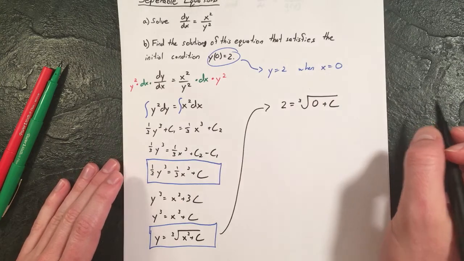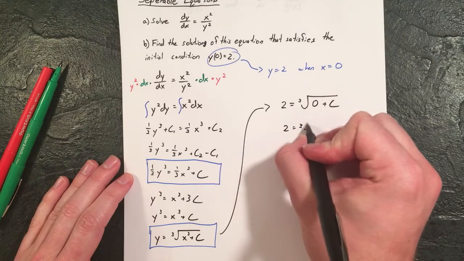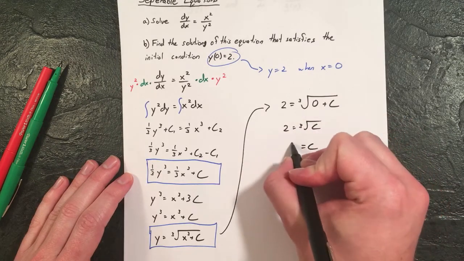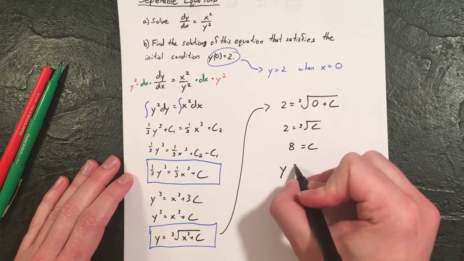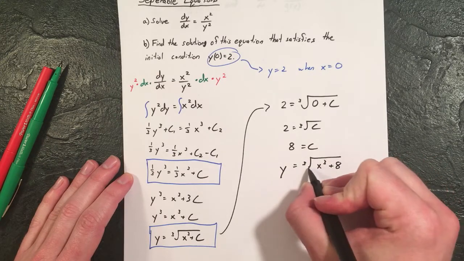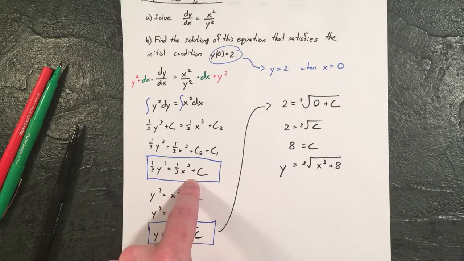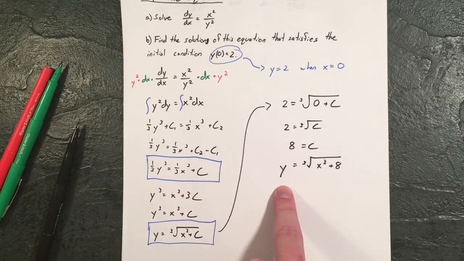So 2 equals the cube root of 0 plus c. 2 equals the cube root of c, so c here equals 8. And our final equation would look like this. And we'd be good to go here. Some of you may be saying, well, this would pump out a different constant if we got here. The c is technically different here. However, if you went through and solved for y equals, we'd still end up with the same equation.